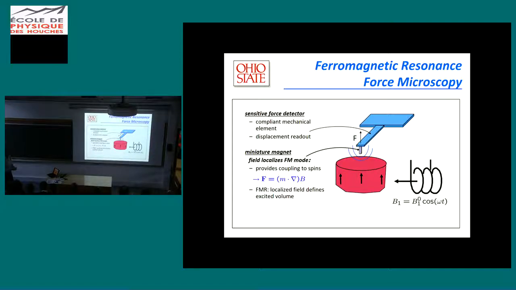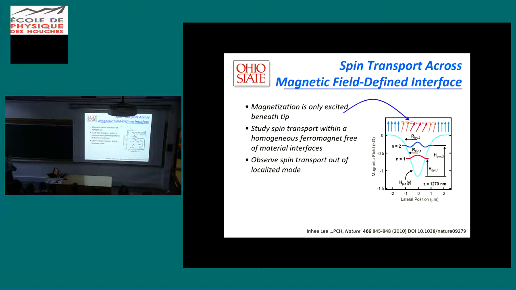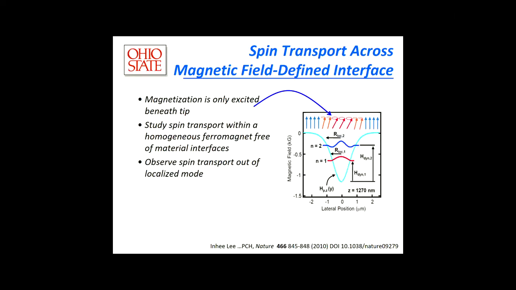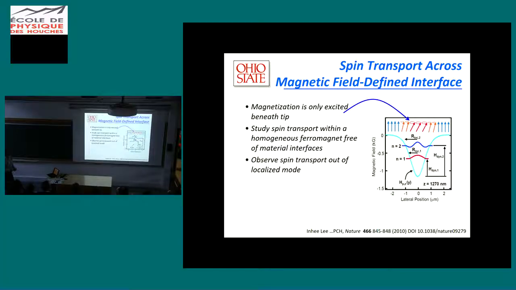We do have to detect this magnetization rather sensitively, and for this we rely on the technology of ferromagnetic resonance. So this is the technique that I'm talking about. What we have to do is produce a field profile that looks something like this, and this just comes from our ferromagnetic tip, the dipole field of our tip.